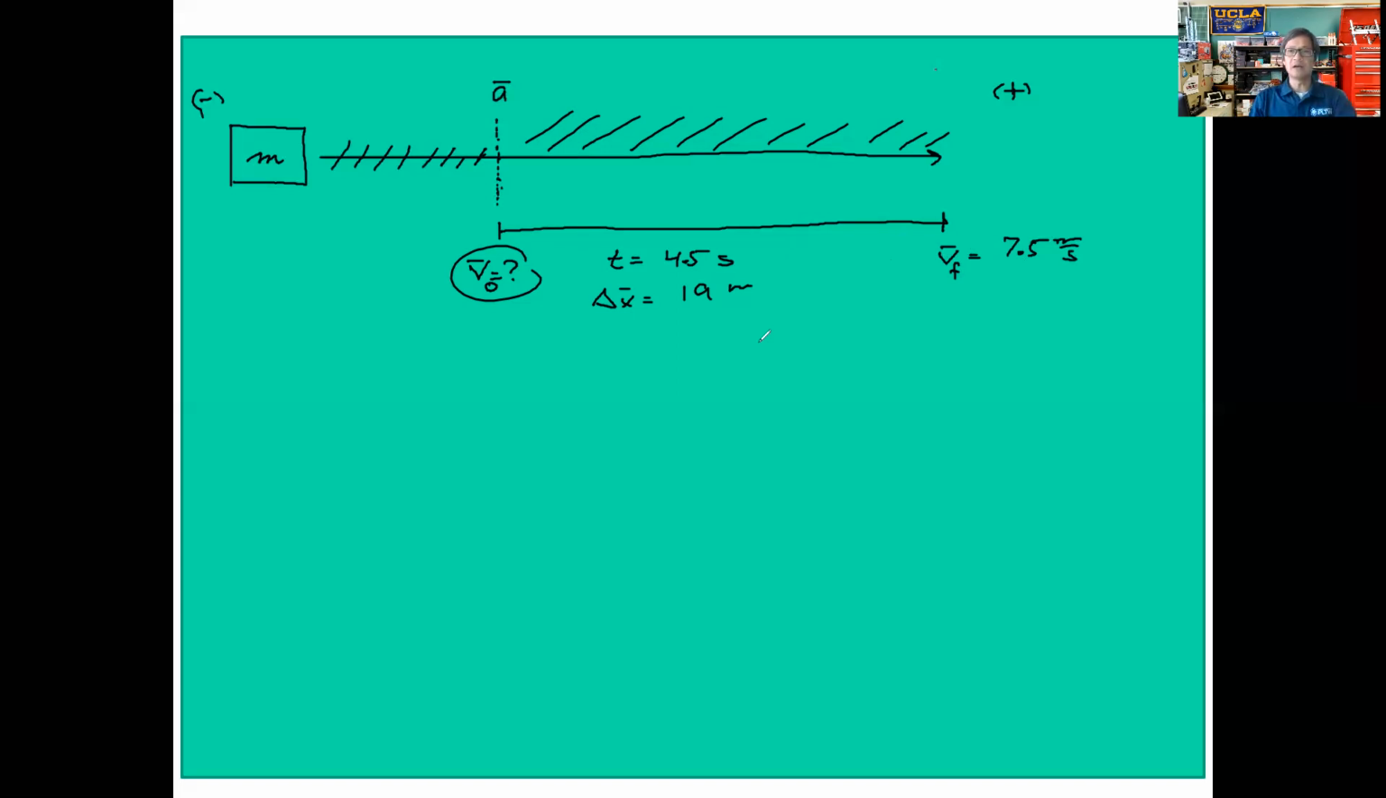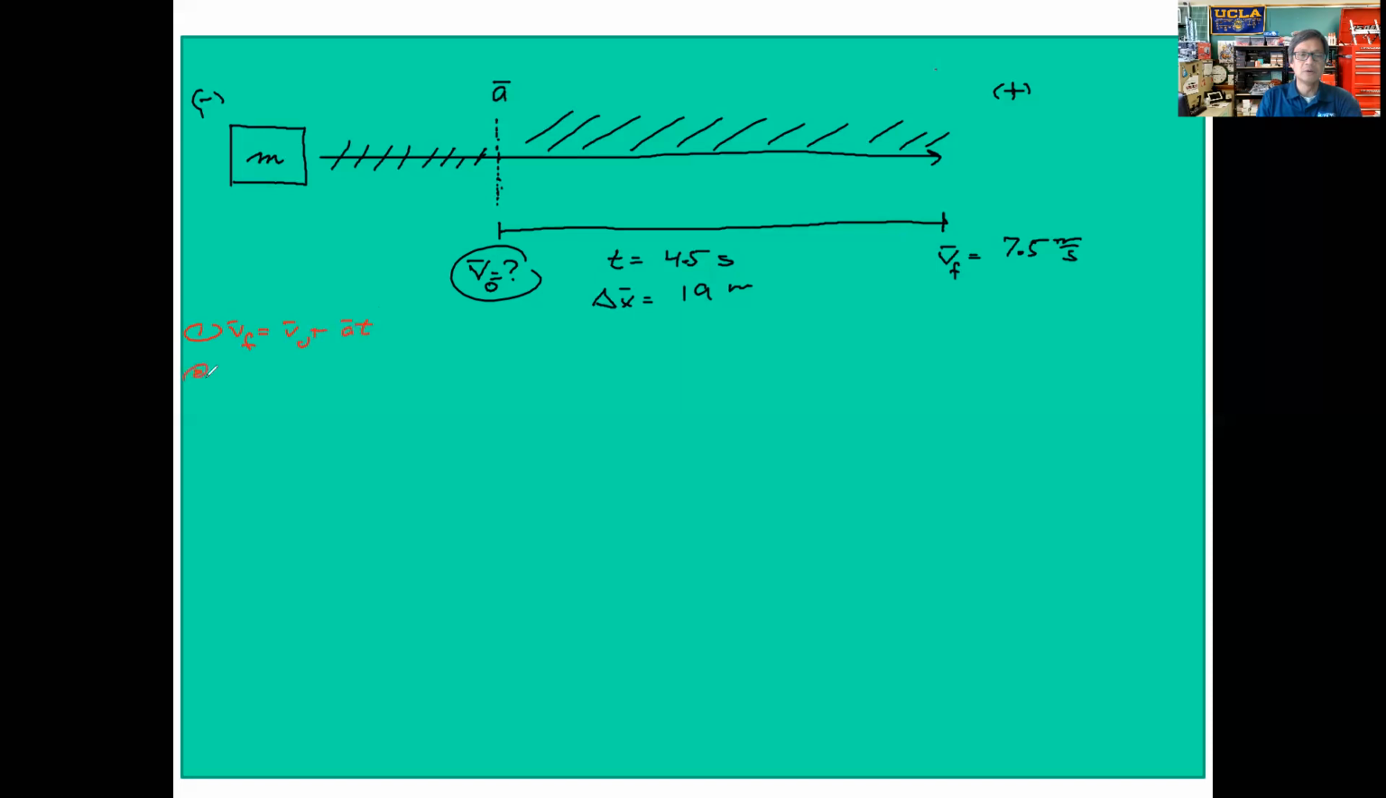So let's go ahead and write down the kinematic equations that were given to us. Let's write those down really quickly, and then I'm going to show you the process by which you go about doing this. The first kinematic equation is V final equals V initial plus A T.